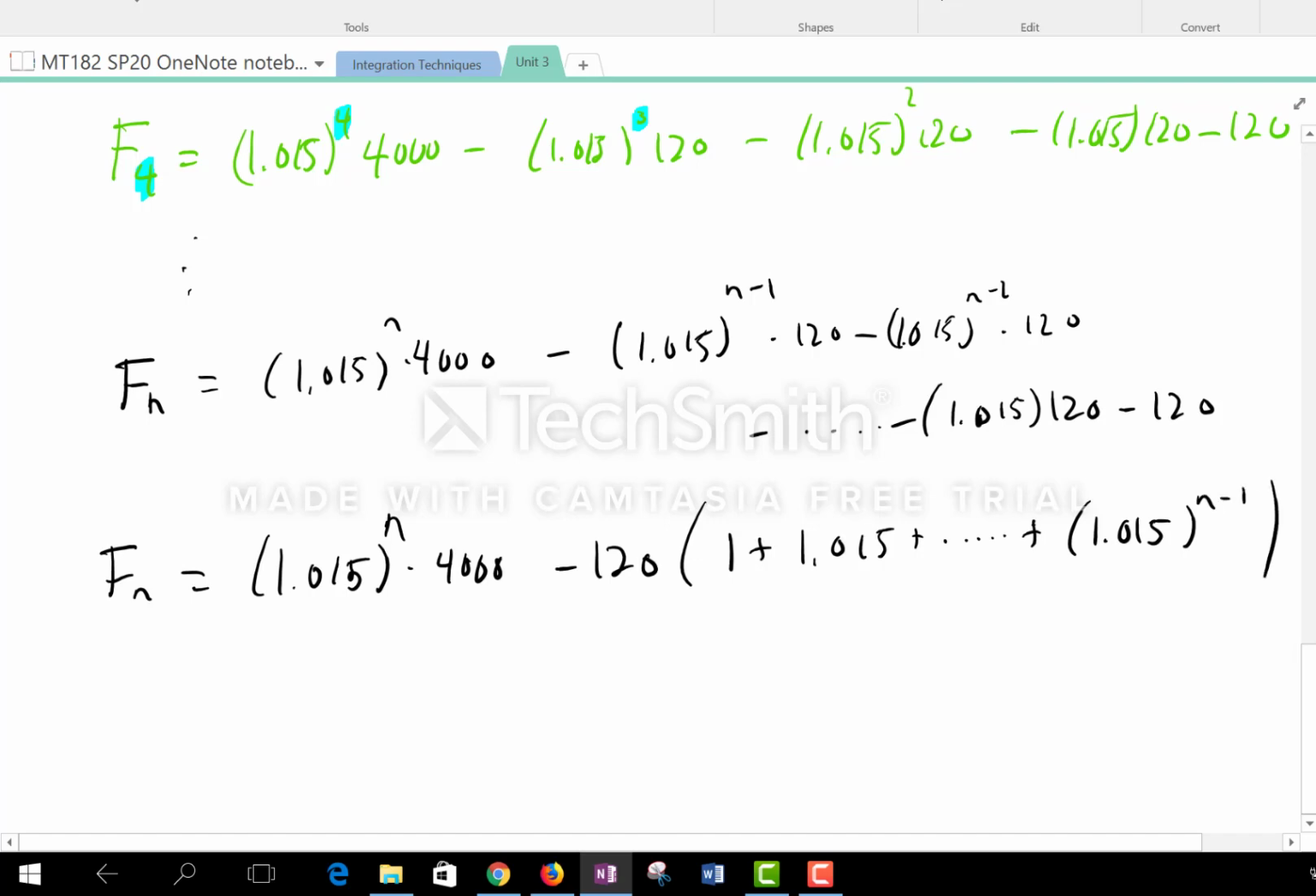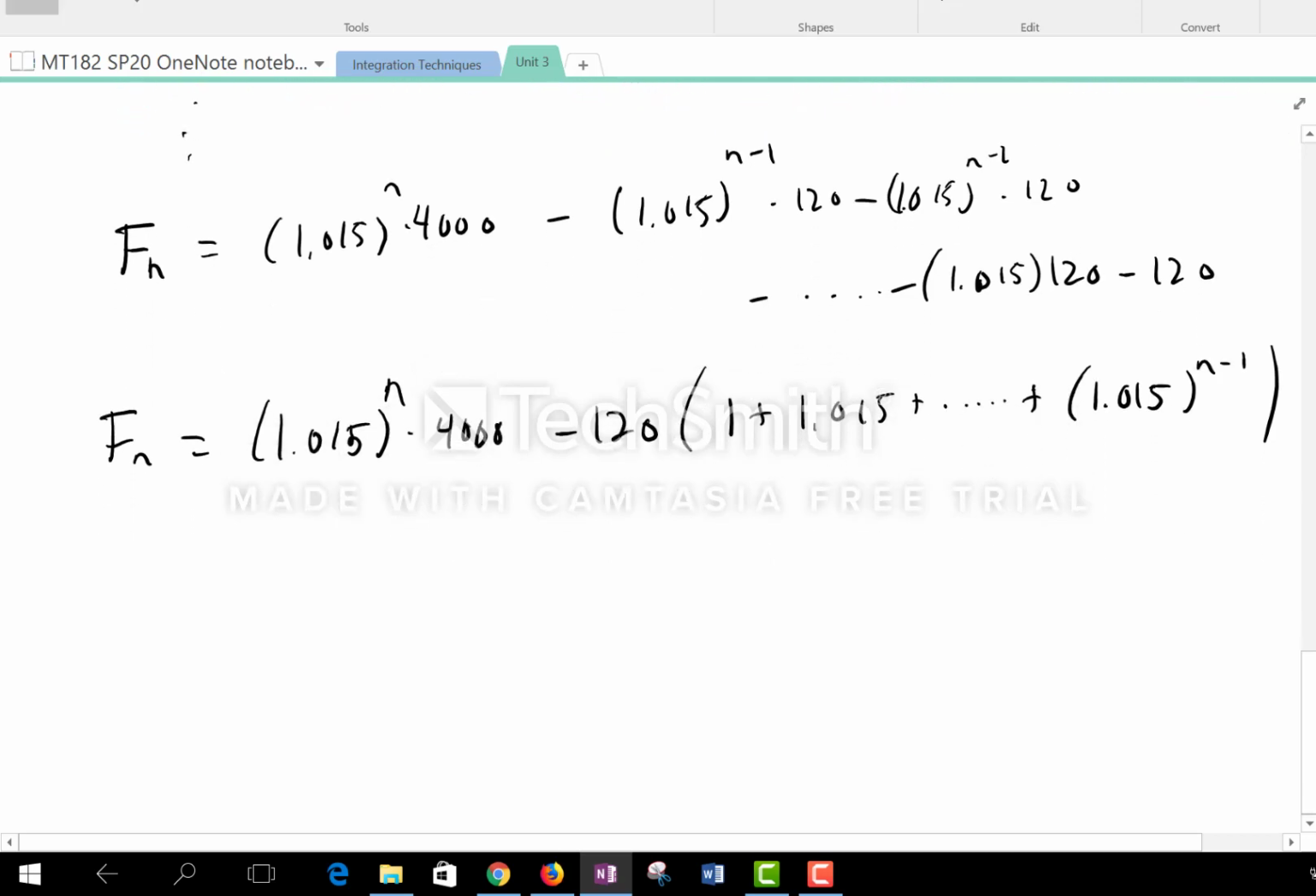Okay, and what we should recognize here is that we have a finite geometric series inside this last parentheses here, which I'll just underline.